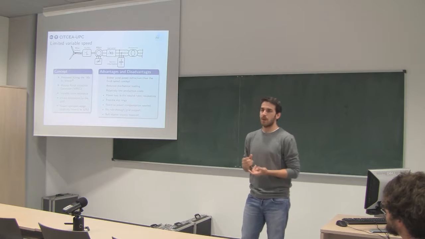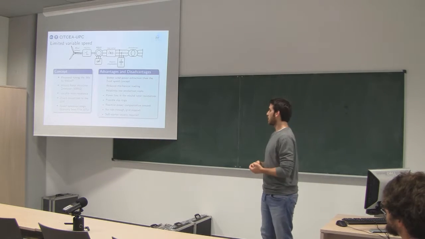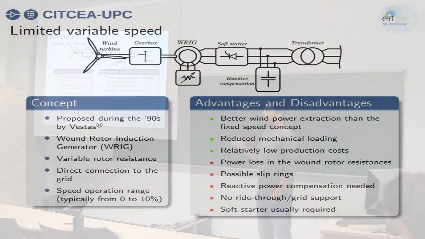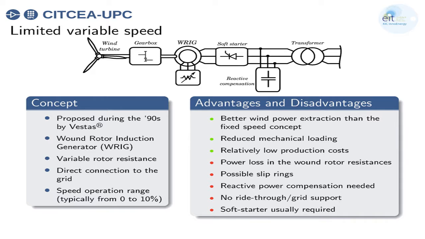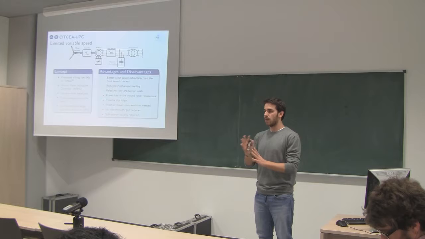So then they were playing with this thing. Okay. So as I said, having this thing directly connected to the grid was causing some trouble during voltage sags. And also, you could see that the optimization of the wind power extraction was not that good, because we cannot really vary the speed. It is a limited range of speed.